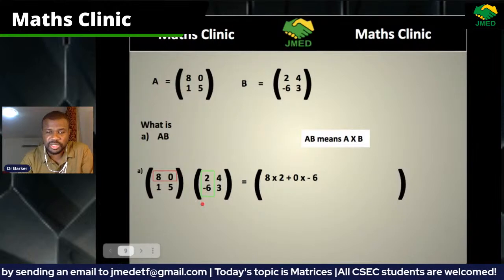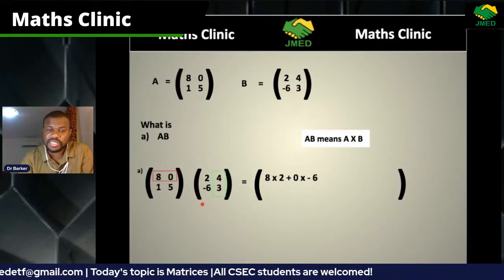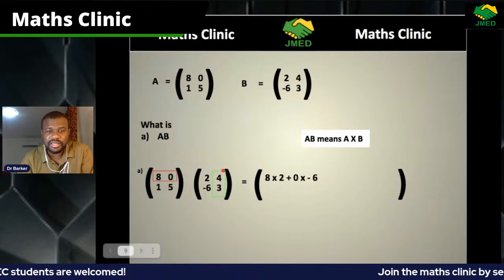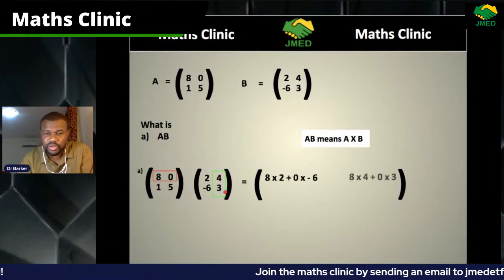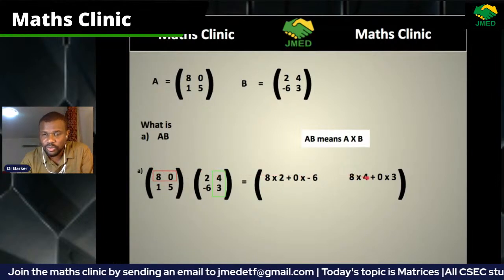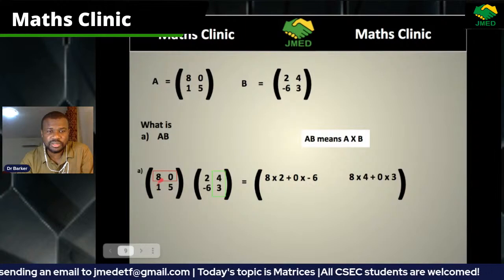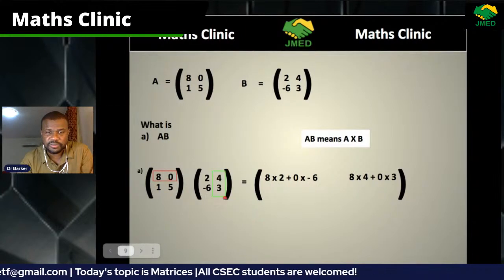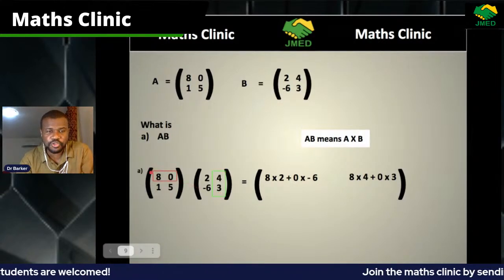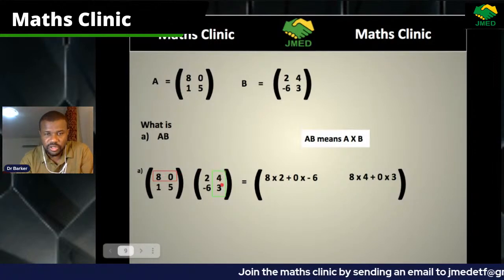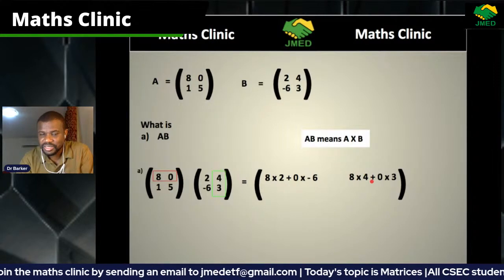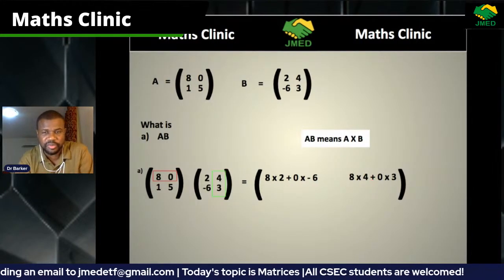The same procedure is continued for the second column. So now we're multiplying first row by second column. And you're going to get something looking like this. 8 times 4 plus, always a plus, 0 times 3. And that's the procedure that you apply. Again, we're doing first row times second column. So the answer goes in the first row, second column position. So as you do them, you can put them in the right place. You pack them in the right places.